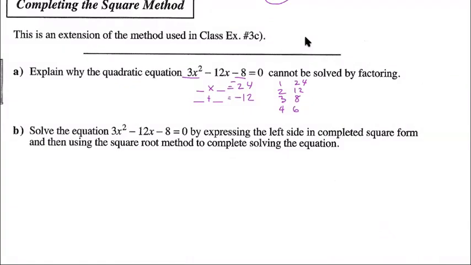Solve this equation, 3x squared minus 12x minus 8 equals 0, by expressing the left side in completed square form and then using the square root method to complete solving the equation. So we first have to complete the square.